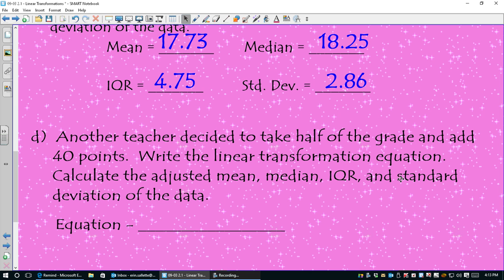Another teacher decided to take half of the grade and add 40 points to it. So write the linear transformation equation and calculate the adjusted mean, median, IQR, and standard deviation of the data.